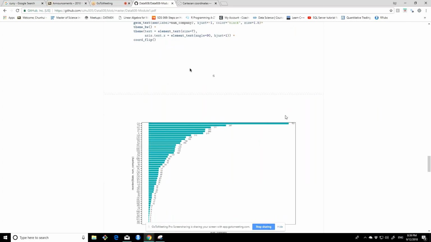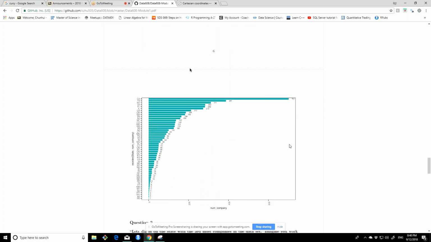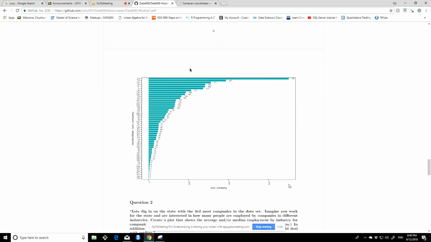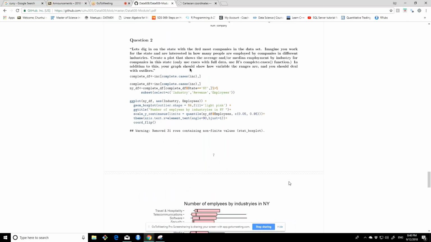I use the coord_fixed, but it still looks wider than high. I don't know why. I couldn't figure that one out. I usually like to add some number for that. But let's focus on question 2.